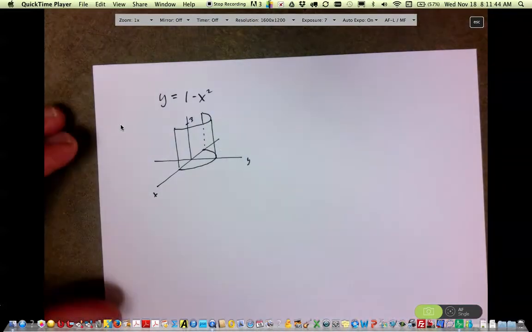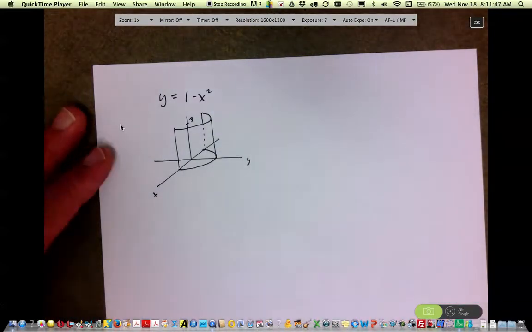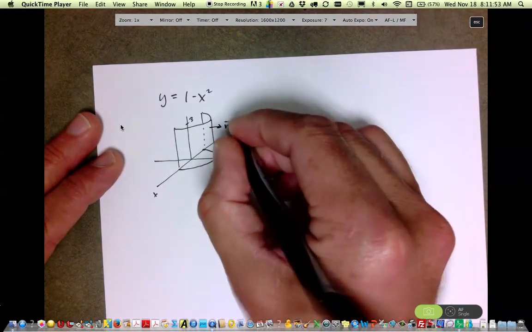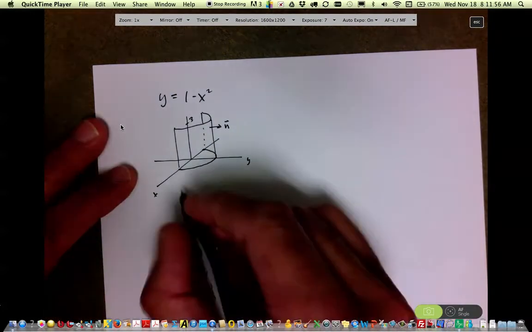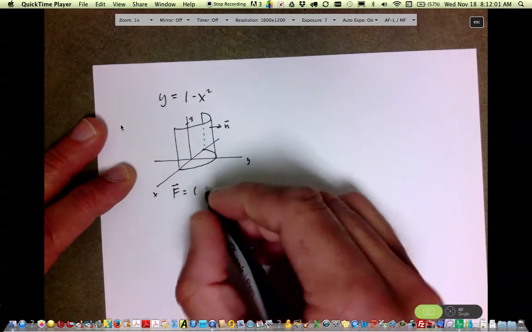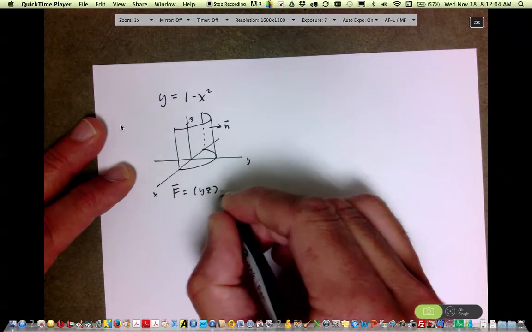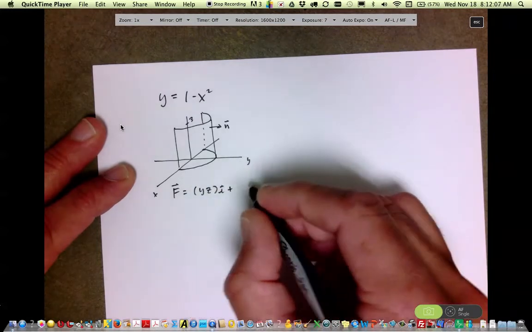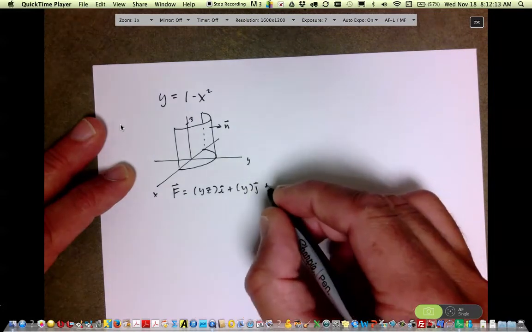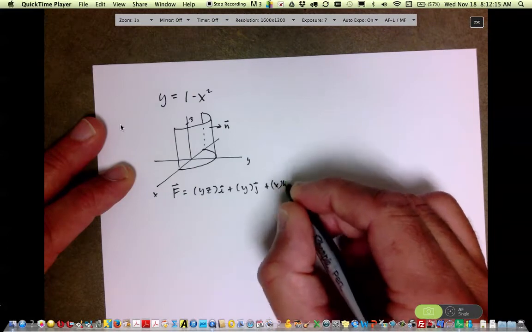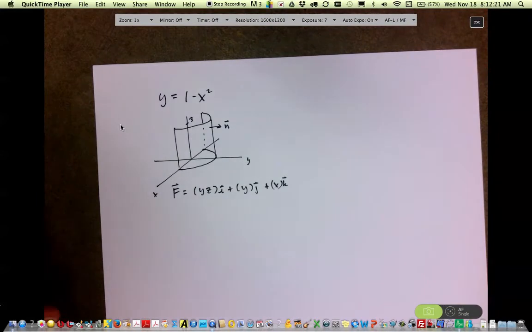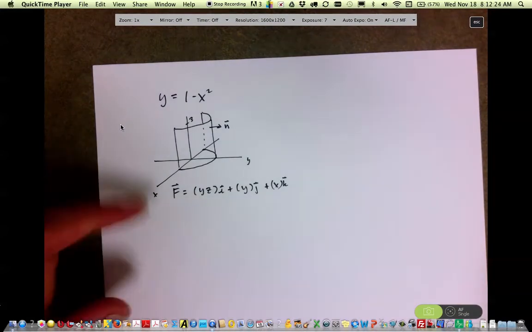Here is the top edge of it. What I'd like to do is find the flux over a surface that looks something like this, with the orientation in the positive y direction, so the orientation is out this way. Let's say our vector field F is y times z times i plus y times j plus x times k. The question is to find the flux in the positive y direction by this vector field over this surface.